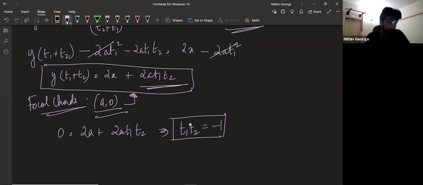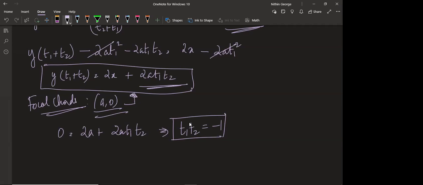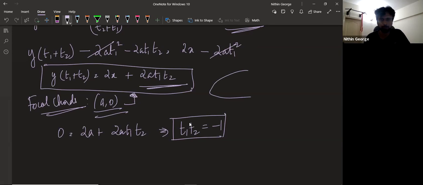Now, how do you find the length of the focal chord? So this is a parabola with point A defined by parameter t1, and point B defined by parameter t2, and the chord goes through the focus. That's all they're saying here. The focus is (a, 0). So t1t2 will be equal to minus 1 for all such chords.